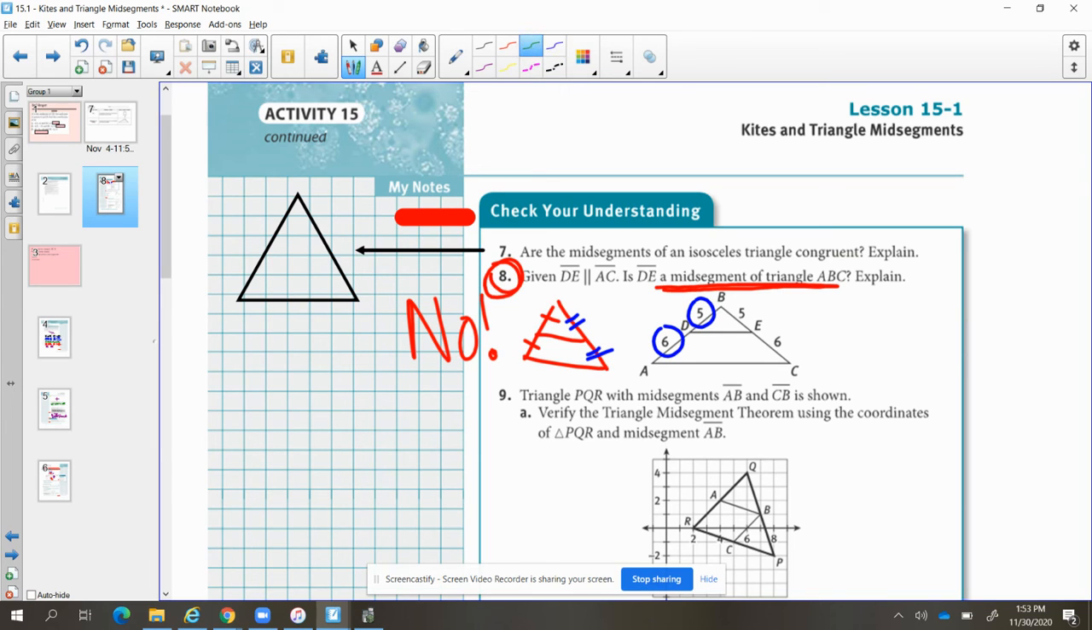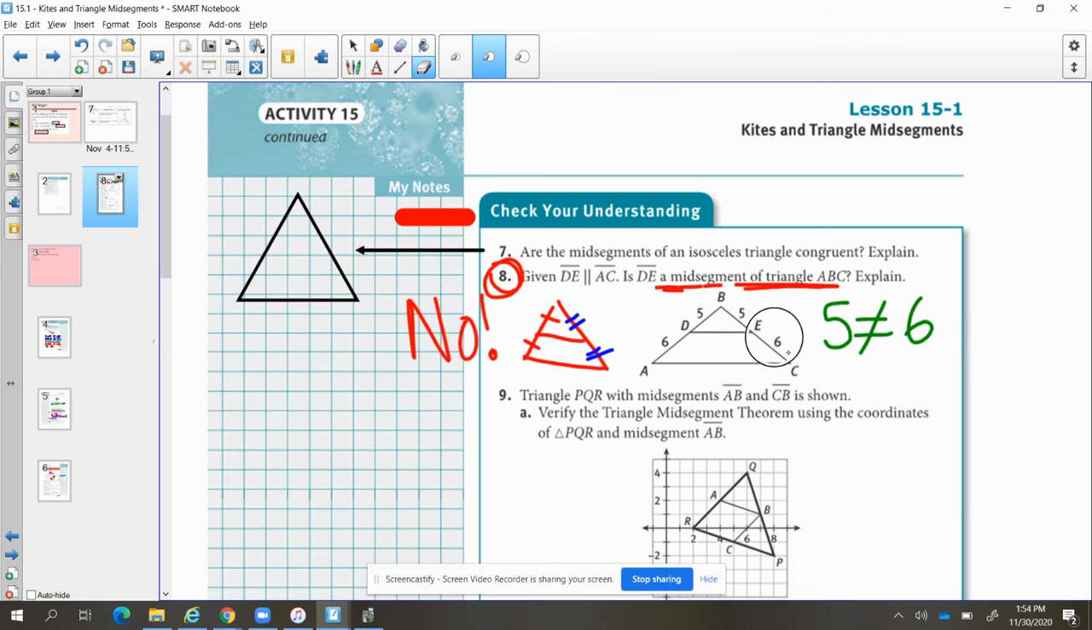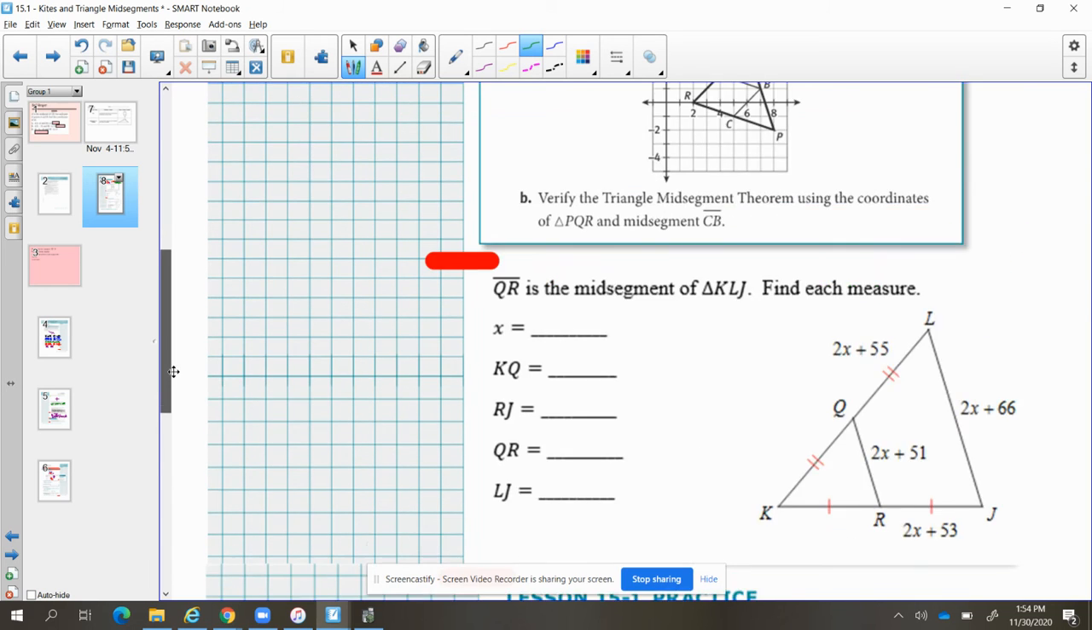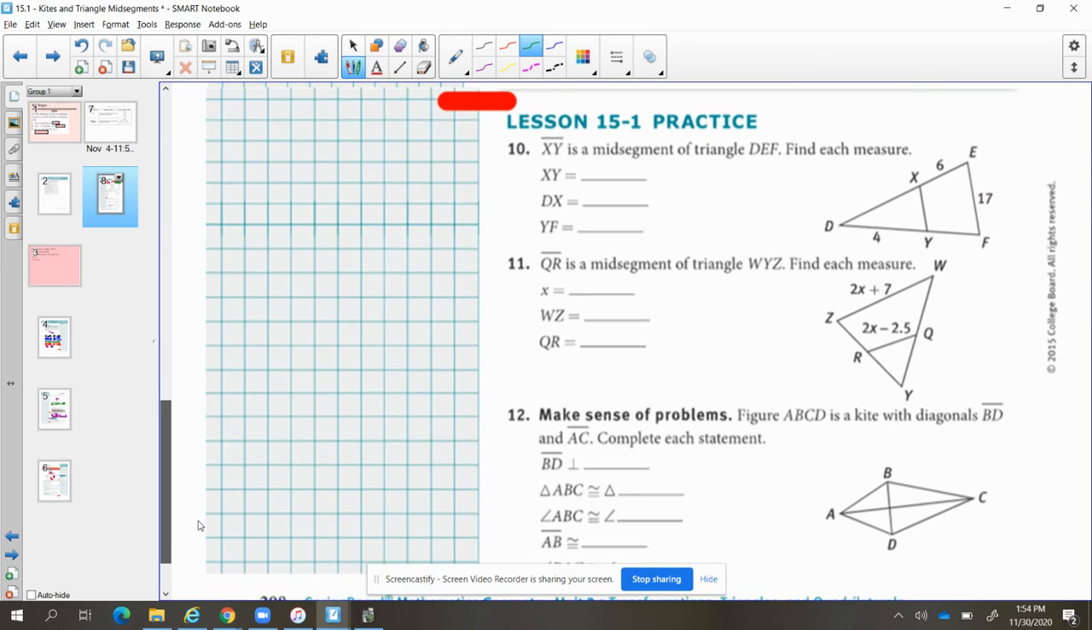Okay. Same thing over here. 5 and 6 are not congruent. So we would need them both to be, both over here, either to both be 5 or both be 6, and same thing over here in order for these to be considered midsegments. It really comes down to the fact that D and E are not midpoints, and they have to be to be considered midsegments, okay?